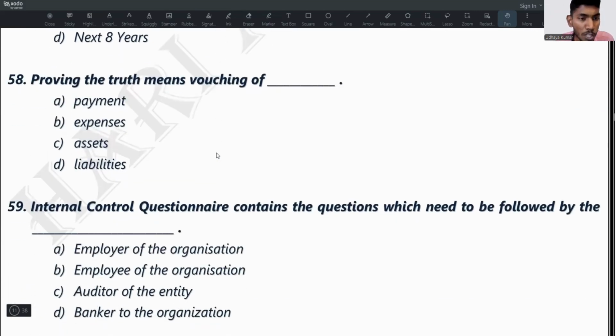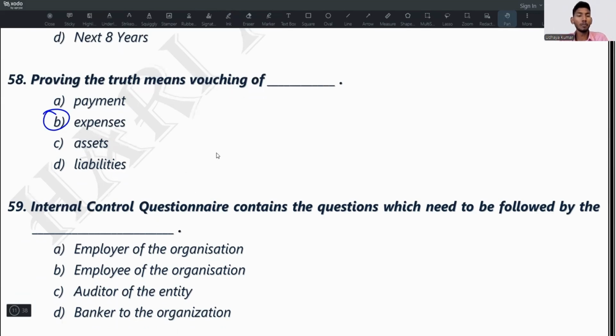Question number 58. Proving the truth means vouching of expenses, not payment, assets and liabilities. In auditing, we would have discussed, right? What does the term vouching mean? In auditing, vouching refers to verifying the accuracy of financial transactions by examining what? Supporting documents. And when talking about proving the truth, it essentially means confirming the existence and correctness of recorded assets and liabilities. So option D is the most accurate answer.